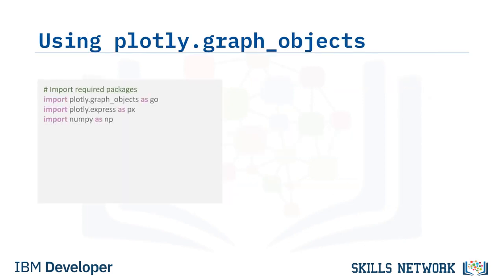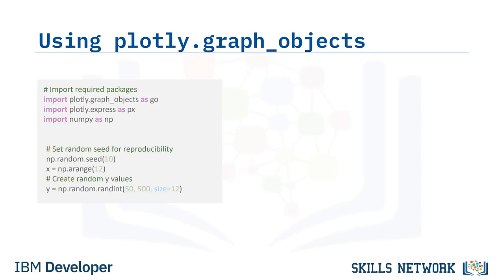Let us see how to use the plotly.graph_objects submodule by creating a simple line chart. First, import the required packages. Here we are importing graph objects as go. Then generate sample data using NumPy.